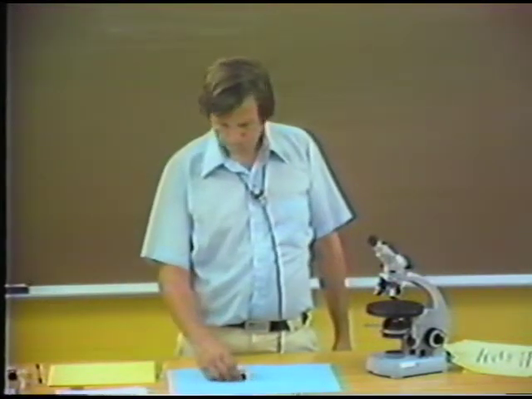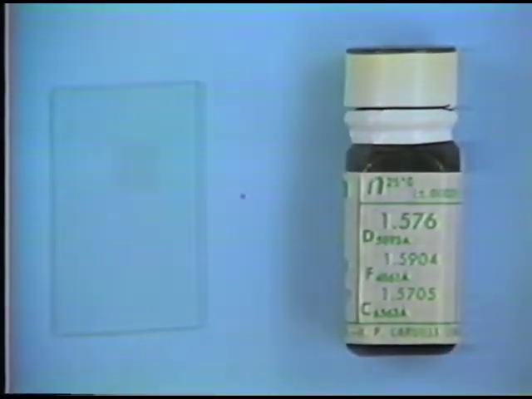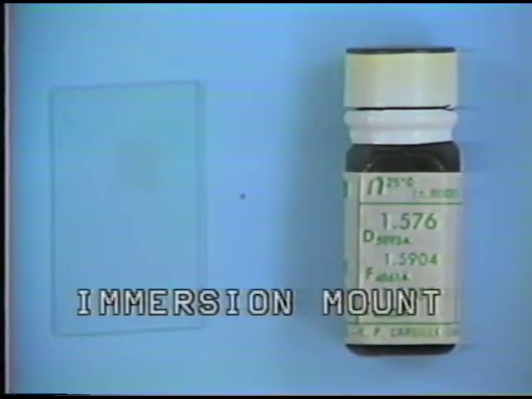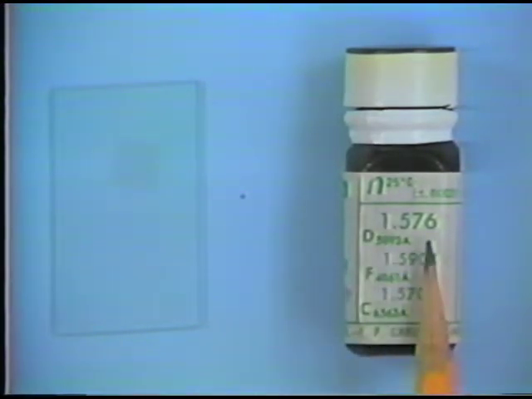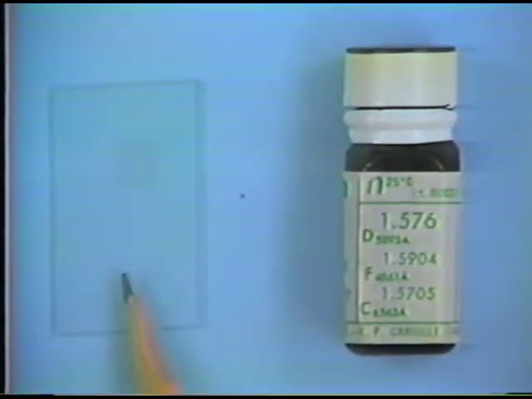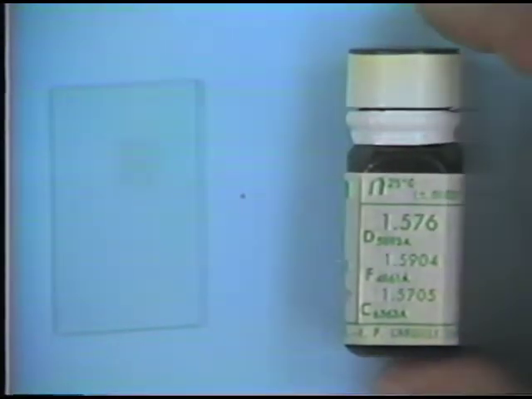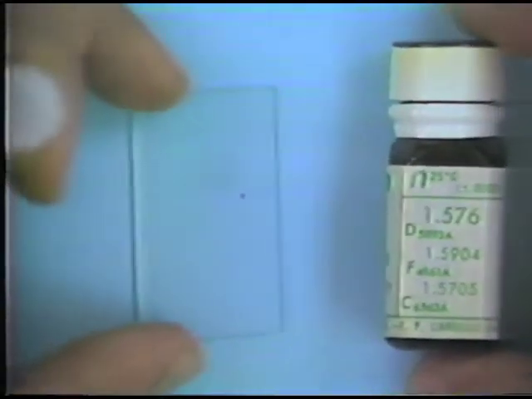So the first thing I want to do is take a particular mineral and make an immersion mount of that material. So here's the materials I need. I'm going to take an immersion liquid here that has an index of refraction of 1.576. And I've got a glass slide here with a cover glass. And on this glass slide then I'm going to combine these kinds of materials.